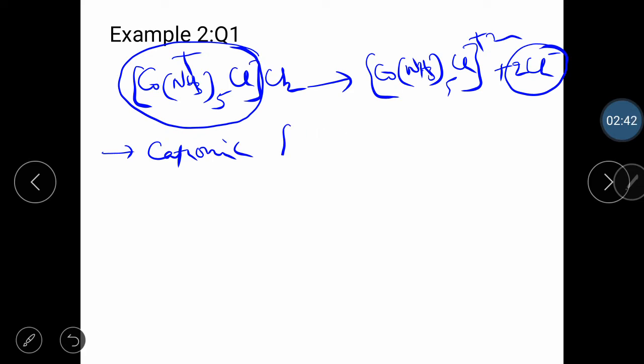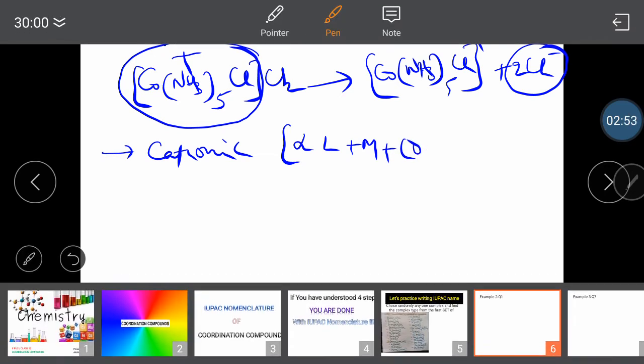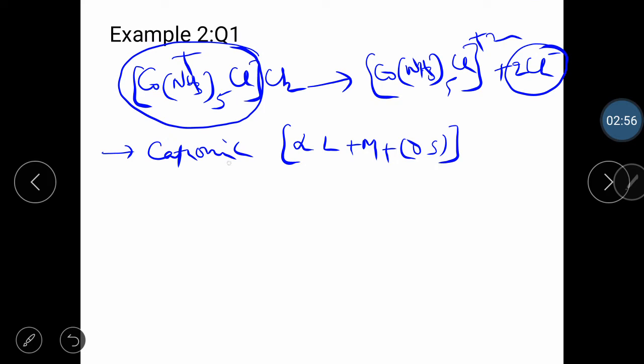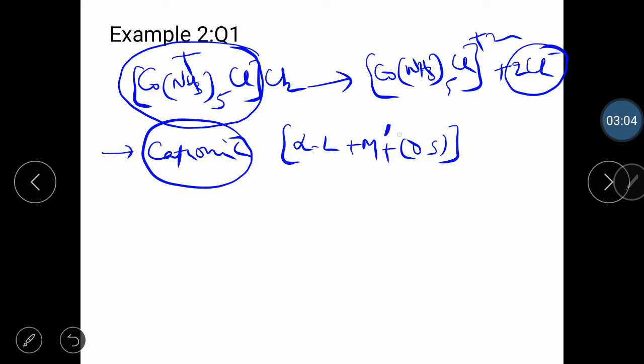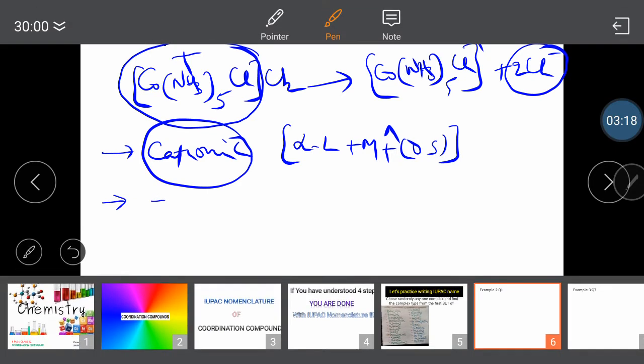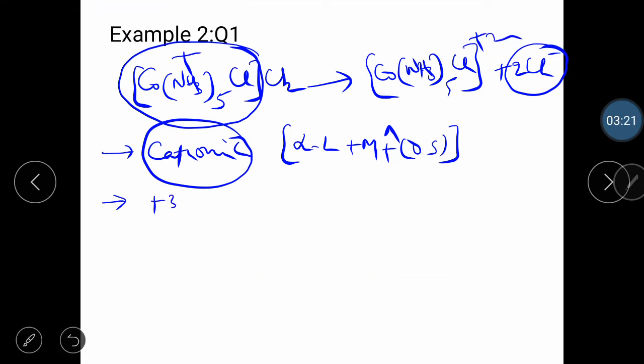Therefore, my rule will be alphabetical arrangement of ligands plus metal plus oxidation state in the bracket. This is the pattern. If it was an anionic complex, what would be different? Same thing: alphabetical arrangement of ligands, metal is the same, but the only thing is we'll be adding -ate. That's the only difference between cationic and anionic. So I don't use -ate here because it's a cationic complex. So step one, cationic complex. Oxidation state, if you calculate, it will be plus 3.